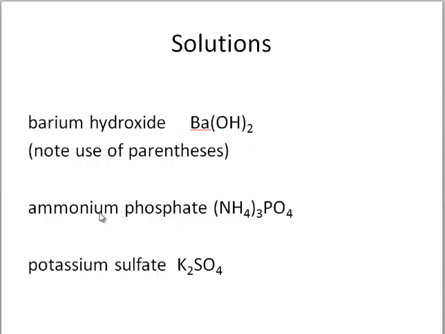Ammonium phosphate requires 3 +1 ammonium cations to balance the charge of the phosphate anion. So the formula of the compound is (NH4)3PO4, as written. Potassium sulfate requires 2 potassium cations to balance the charge of the sulfate anion, and its formula appears as shown.